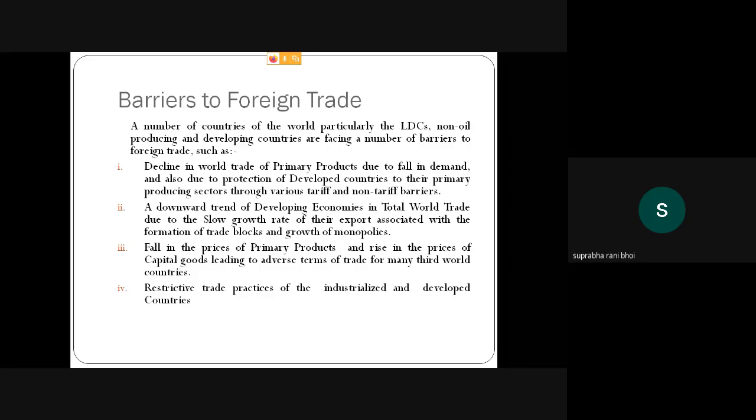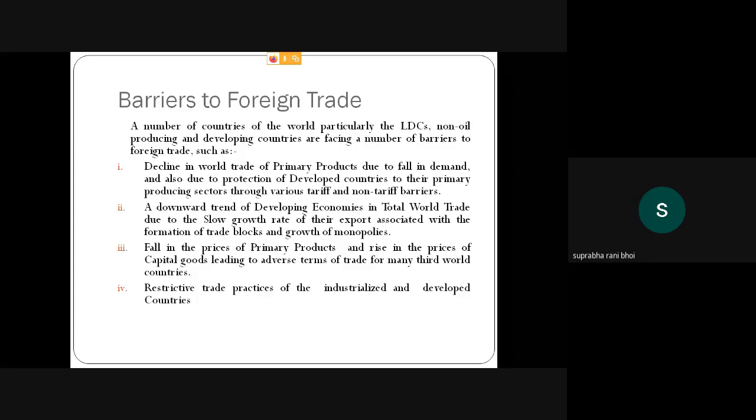The next important topic that I'm going to discuss is that the benefit of foreign trade is not equally shared by each and every country. I have explained the role of foreign trade, but do you think that the benefit of this role is equally shared by each and every country? Many countries of the world are ending up in an unfavorable situation due to foreign trade.